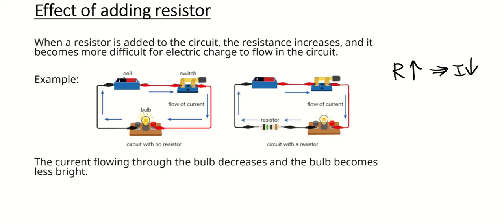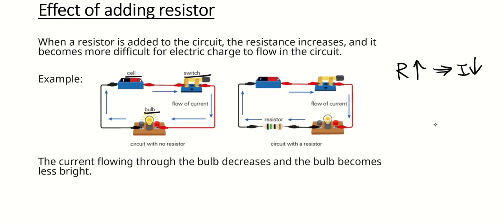We have a cell, we have a switch, which is a closed switch, and we have a bulb. So there is no other resistor. Therefore, most of the energy from the cell will be given to the light bulb. So the light bulb will glow very brightly. But then we added a resistor here. So now the energy will have to be given to both the resistor and the light bulb.